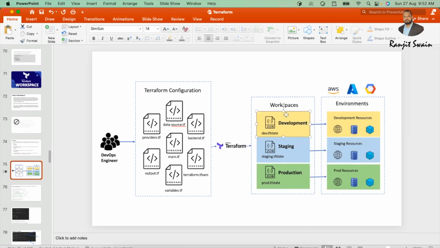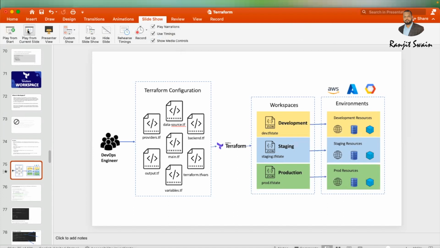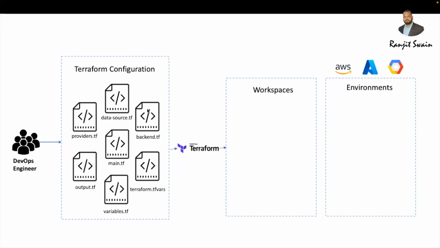If we just see here, I've prepared this particular diagram to make you understand clearly. Let's go a bit slow, it has some graphics content. Here we have this Terraform configuration file we have written. Suppose we have data source, output, variables, Terraform variables, main file, providers, backend, everything. And we are the DevOps engineer who has written this Terraform configuration file. So what happened here?